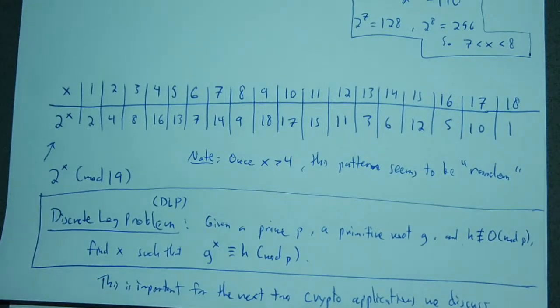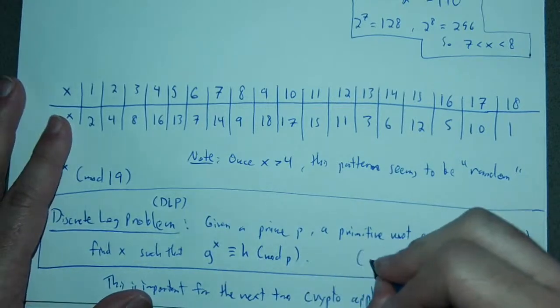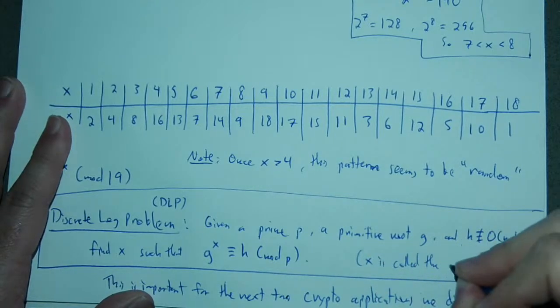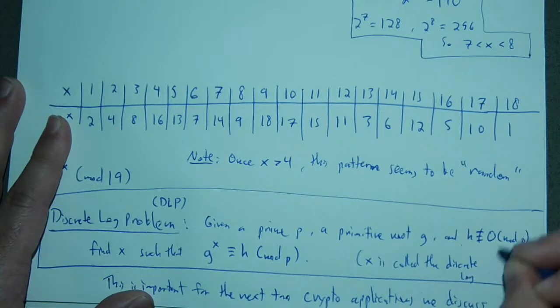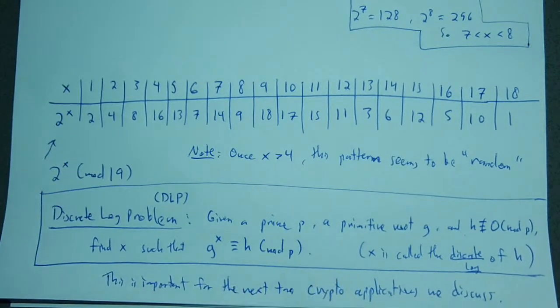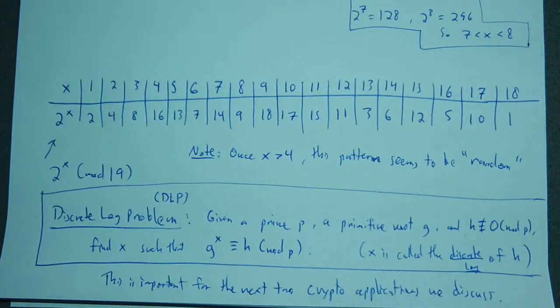So, why is it called the discrete log problem? This x is called the discrete log of h, right? So x is called the discrete log of h. All right, and so that's where the name discrete log problem comes from.